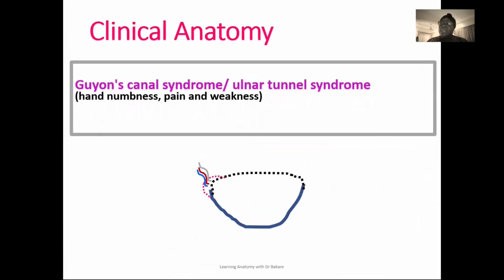We have the Guyon's canal syndrome or the ulnar tunnel syndrome. This is basically the damage of the ulnar nerve within the Guyon's canal. And this can lead to hand numbness, pain, and also weakness. If you go back to this lower image, this is where we have the Guyon's canal. This is where we have the ulnar nerve here, arrowed in black. When damaged, it can result in the Guyon's canal syndrome or the ulnar tunnel syndrome.